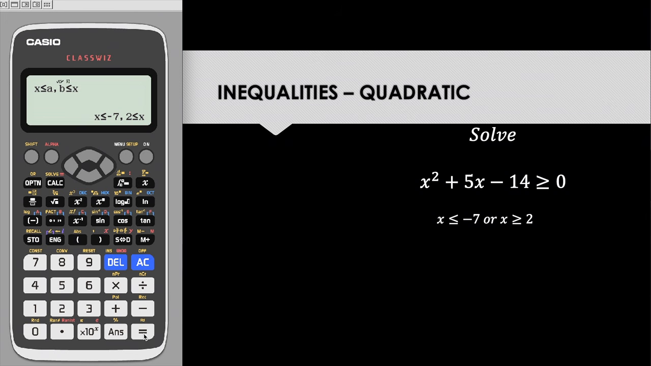Select equals, and now if I select enter, it will automatically give me both of my values for x. So I've got x is less than or equal to minus 7, which is what I got, and then the other value is 2 is less than or equal to x, which is the same as saying x is greater than or equal to 2. So that's correct. Go back to menu.